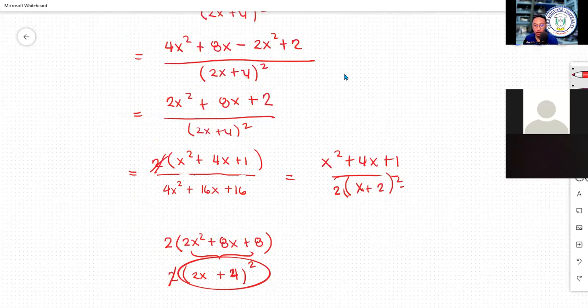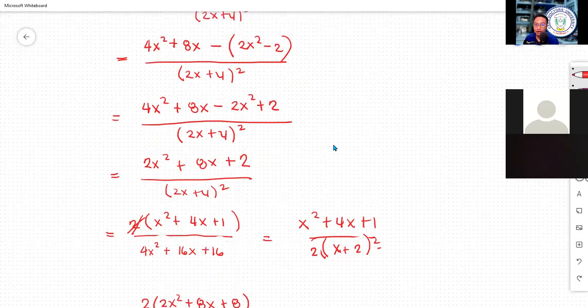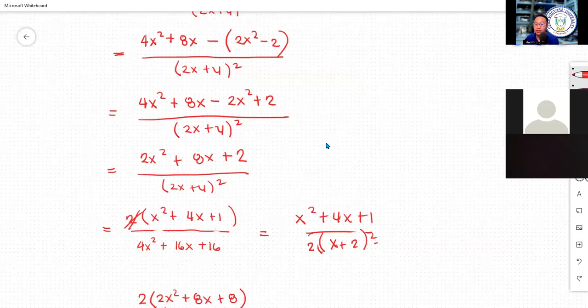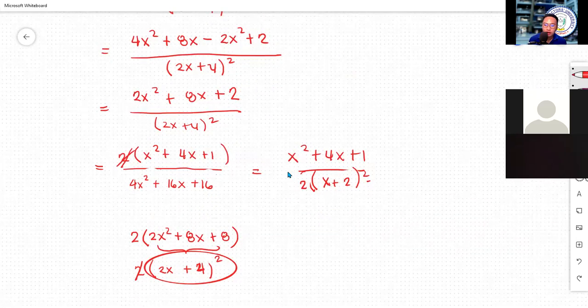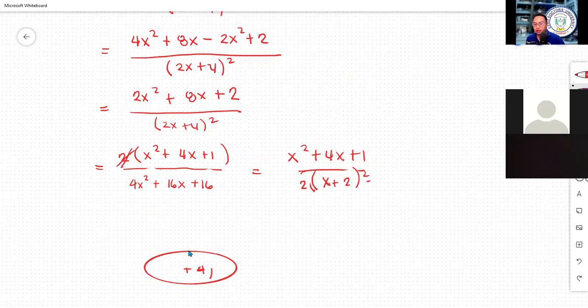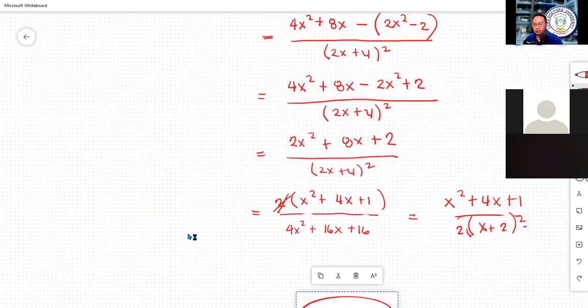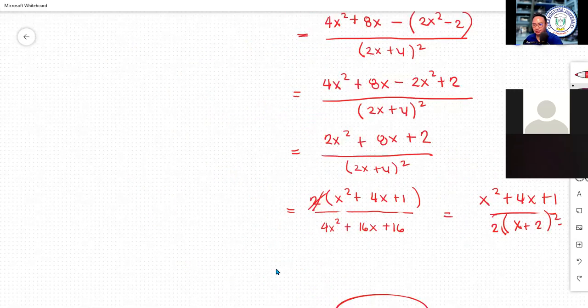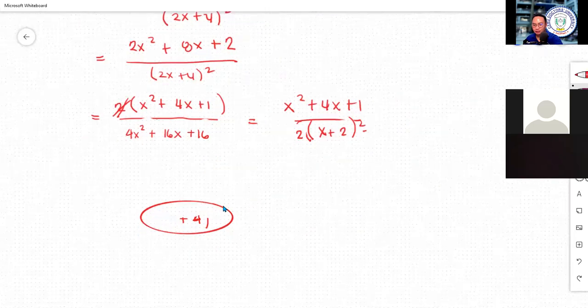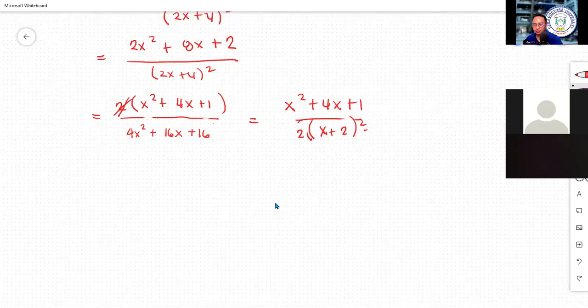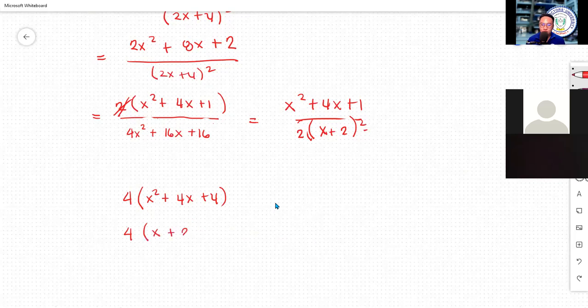Yep, you can factor out 4. But if you wish to factor out 4, then 1/2 remains. Let's work on Josh's answer. Yes, if you can simplify it, better to simplify. So I'm going to factor out 4: 4x squared plus 4x plus 4. And then it's easier to factor. 4 times x plus 2 squared.